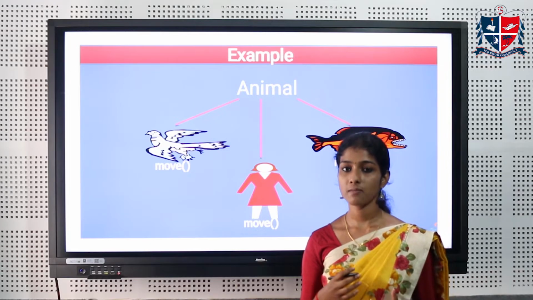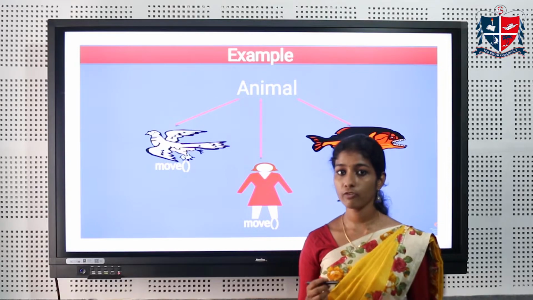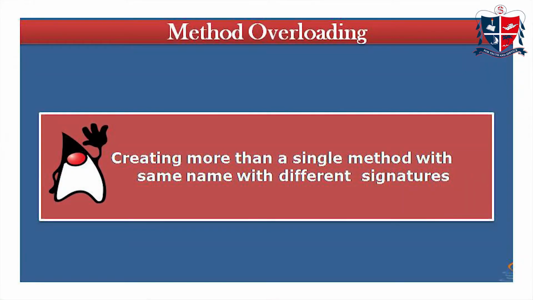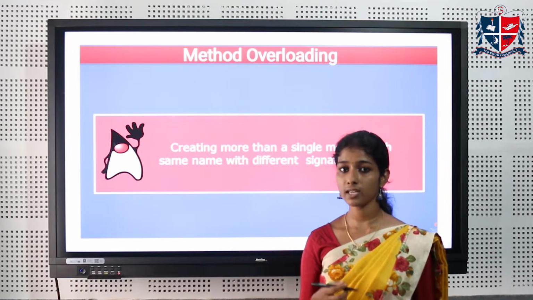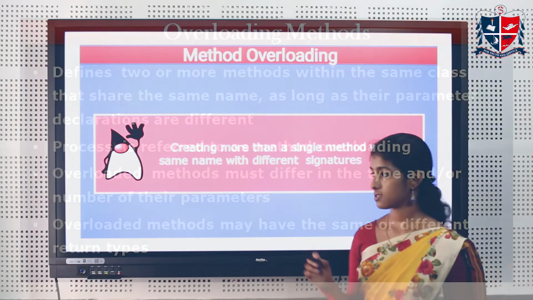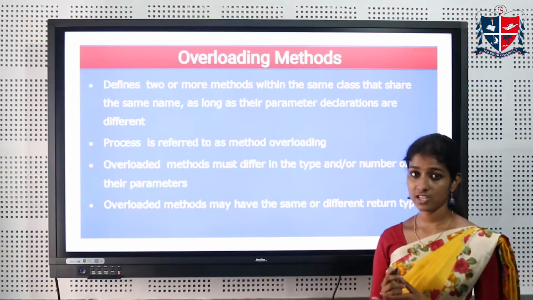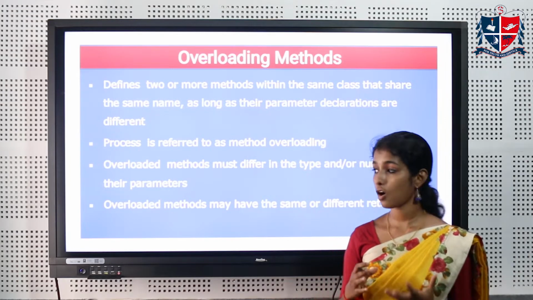Compile time polymorphism is the polymorphism which is resolved during compile time. So one of the examples for compile time polymorphism is method overloading. So method overloading means creating two or more methods with the same name but different parameter definitions, that is, different number and type of parameters. That is, it defines two or more methods within the same class that share the same name as long as their parameter declarations are different, and this process is referred to as method overloading.